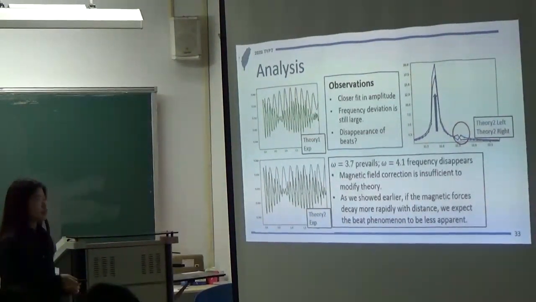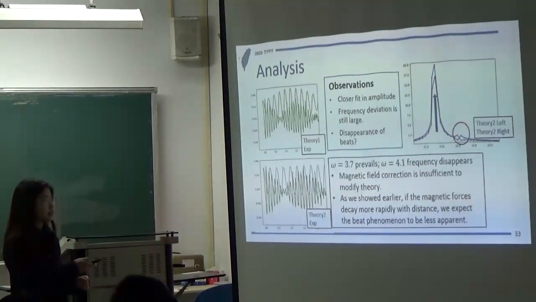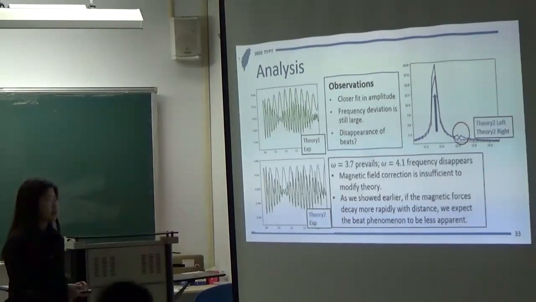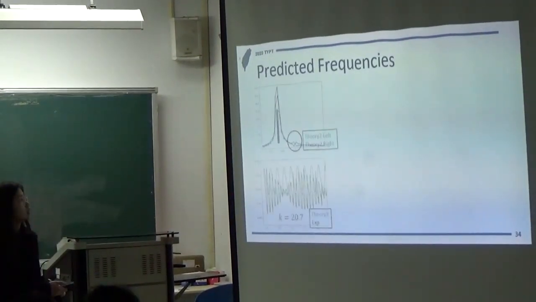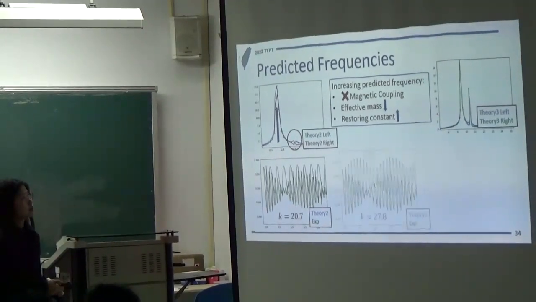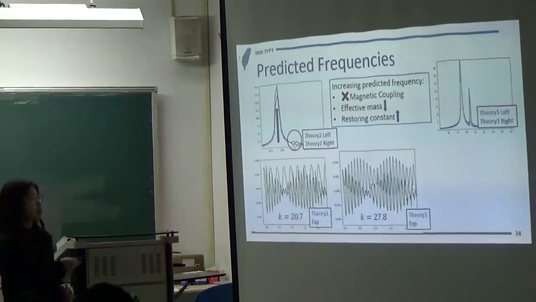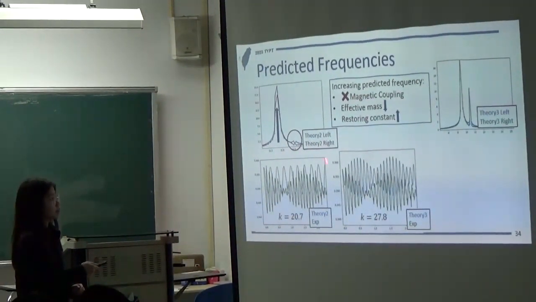So as we showed earlier, if the magnetic forces decay more rapidly with distance, we expect the beat phenomenon to be less apparent, which makes sense. So predicted frequencies, so increasing the predicted frequency. So magnetic coupling accounting for that didn't really work to fit our theory.